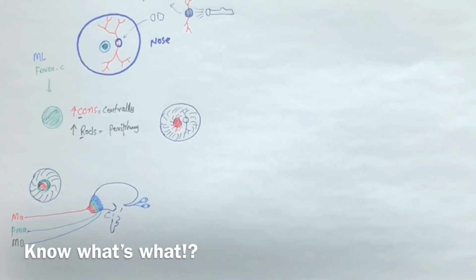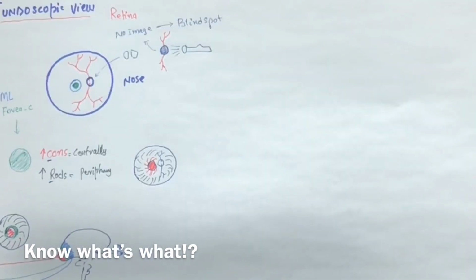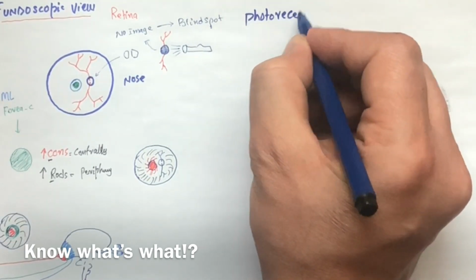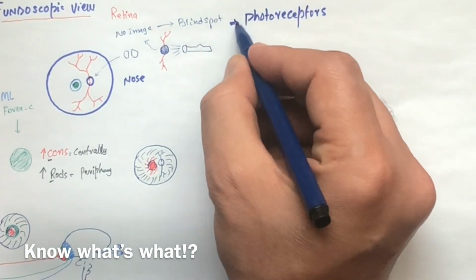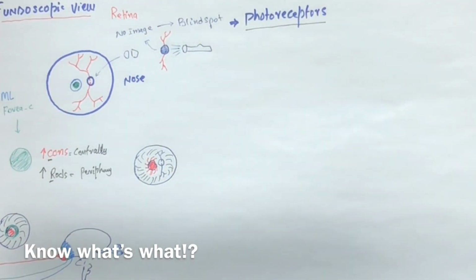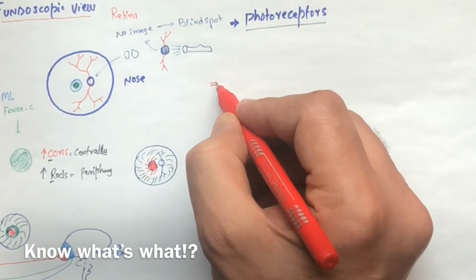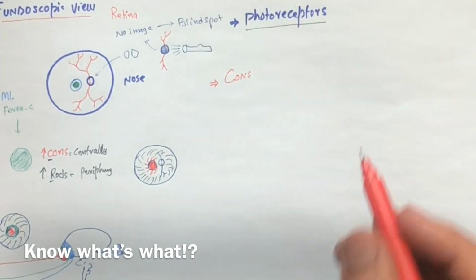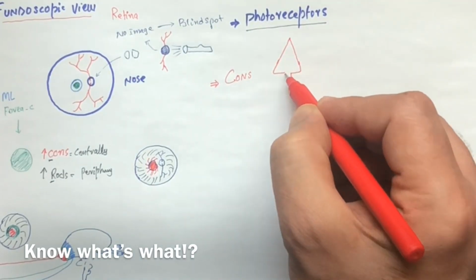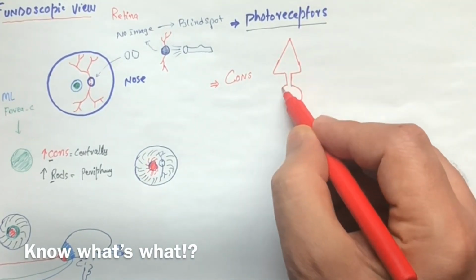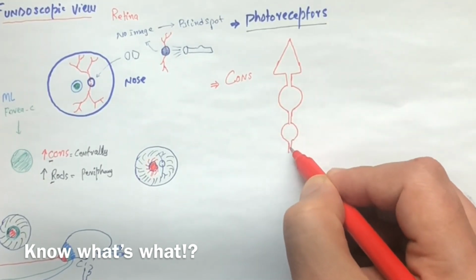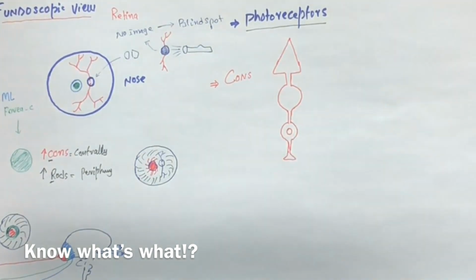So now let's look at the photoreceptors, the cones and the rods. The photoreceptors are for your vision, for the bright light, for the dim light, and for the color vision. So here we draw the cones, and the structure of a cone looks like a cone. So here is the photoreceptor of a cone, and then the area which contains the pigments, and here is the nuclear cell body of the cones.